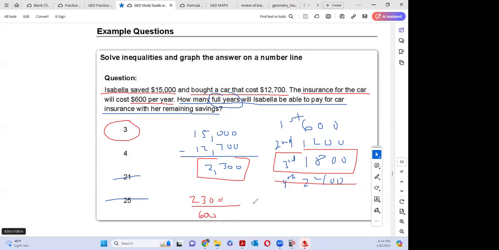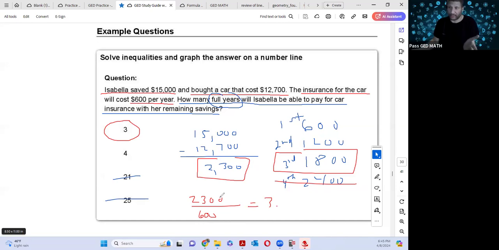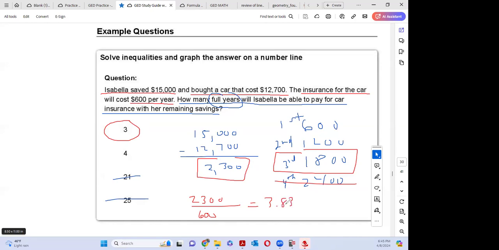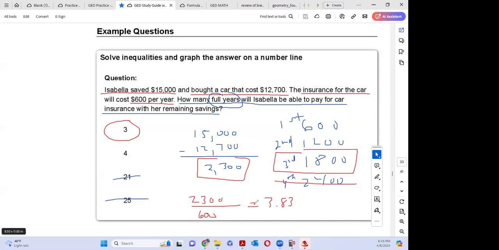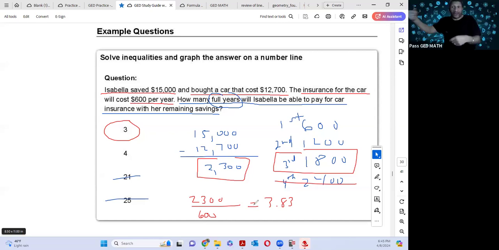Now, the way you're supposed to do this is 2,300 divided by 600. You get 3 point something. What is that? I knew 3 times 600 is 1,800. 2,300 minus 1,800 is 500. So that's 5 over 6. I know 1/6 is 0.16, then I multiply that by 5, so that's 0.83. See, that mental math is crazy. You've got to know that fraction, decimal, percent equivalent.